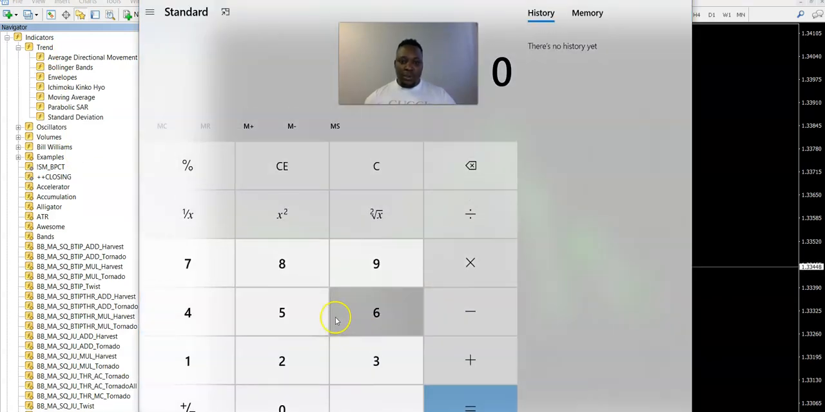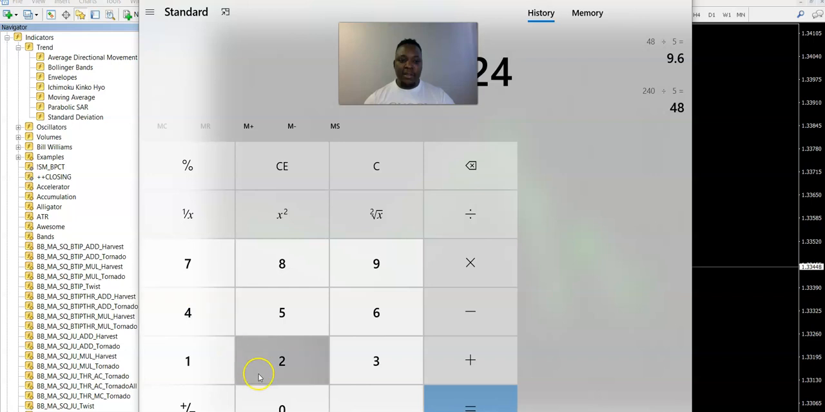240 minutes. Okay, 240 divided by 5, that's 48. So you put that as the next moving average. You can clearly see that's your 48 right there.